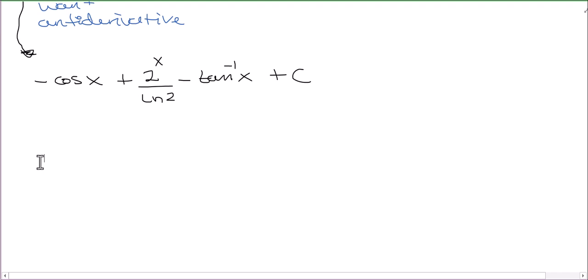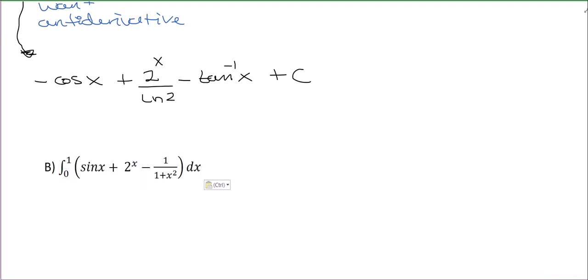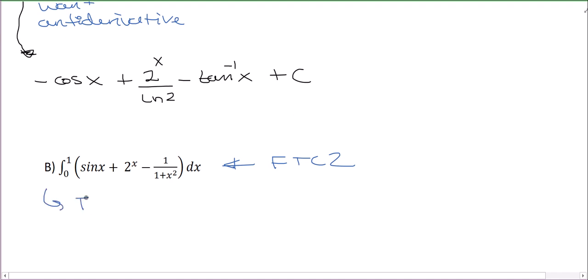This is asking us for an area. So using FTC 2, I still need to find the antiderivative, which luckily I already have for part A. What this is asking us is find F of 1 minus F of 0, by finding the antiderivative, which we did in part A.